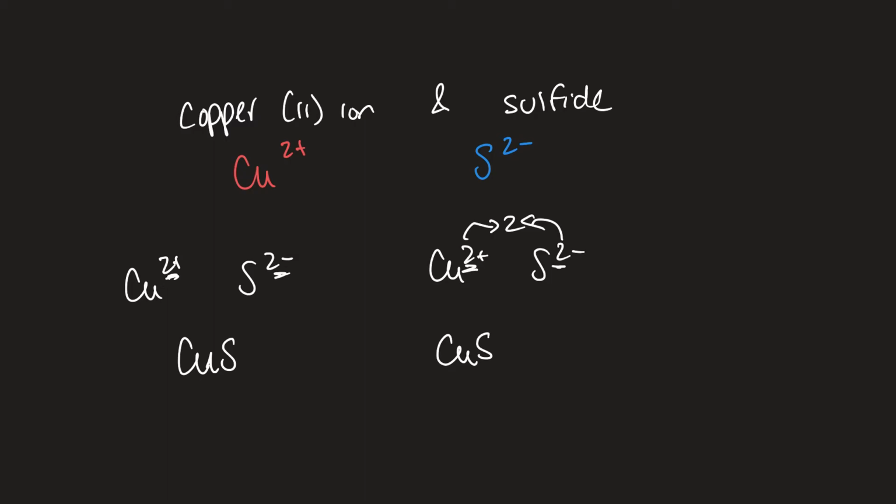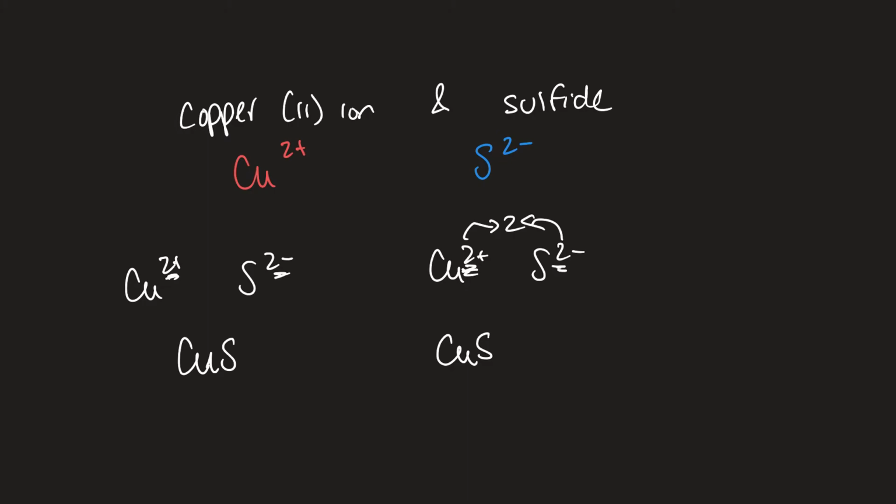Now, this is the point where I say this crossing over method doesn't necessarily work, because it's 2 to 2. If you cross it over, you write Cu2S2, which is completely incorrect. Remember, your chemical formula must have the lowest possible ratio between one and the next, and we know that the ratio is a 1-to-1 ratio. So that crossing over part will not really work with a scenario like this.